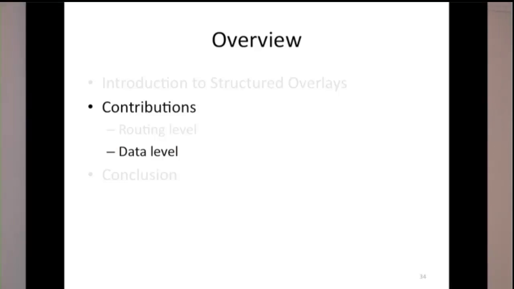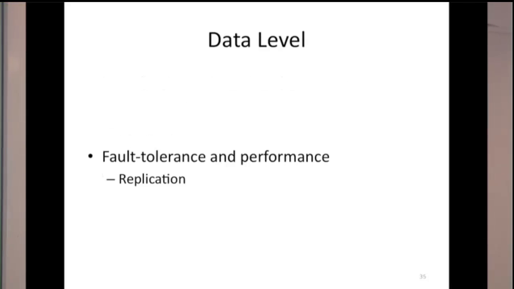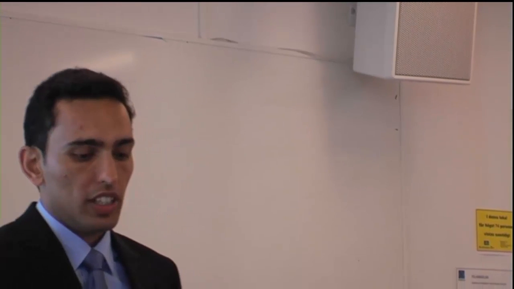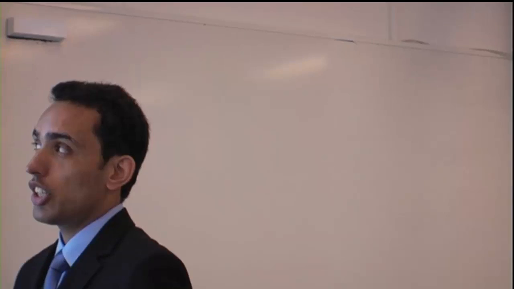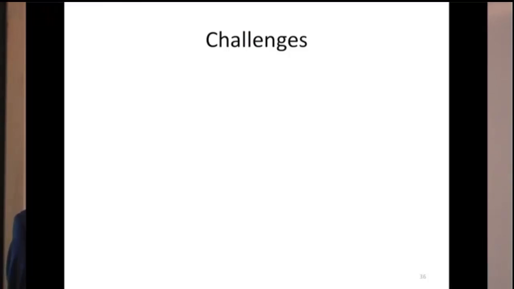Right. So this brings us to our contributions on the data level. On the data level, as soon as you talk about fault tolerance, you have to replicate your data, basically. Up till now, we didn't talk about replication. If there's a failure, you still want your data to be available, so you have to replicate it. What happens with replication is that now you run into the problem of keeping multiple replicas consistent, right?